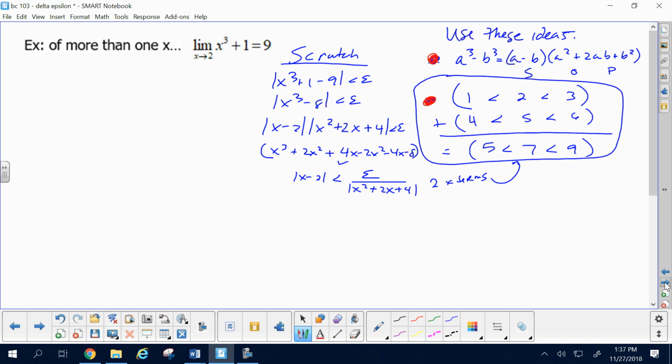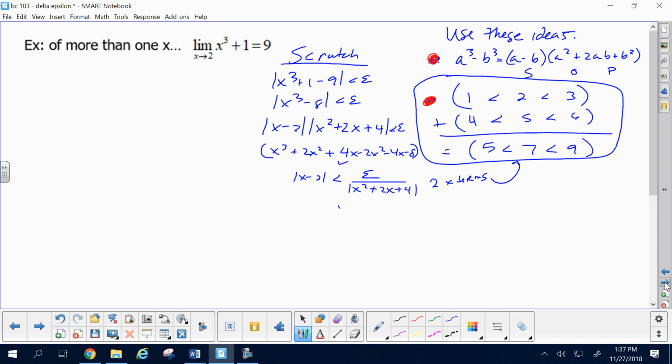Imagine you had two inequalities. 1 is less than 2 is less than 3. I think you'll agree that's true. 4 is less than 5 is less than 6. I think you'll agree that's true. If you were to add the lesser of the bunch, the middle of the bunch, and the greatest of the bunch, you would get an inequality that is also true. 5 is less than 7 is less than 9. Now that said, that's what you're going to use here.